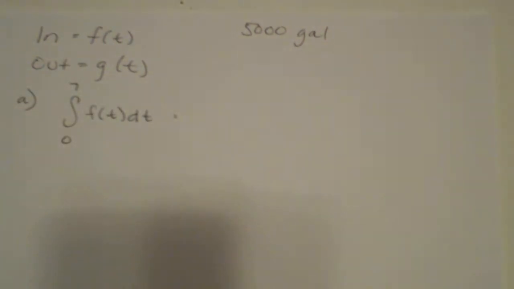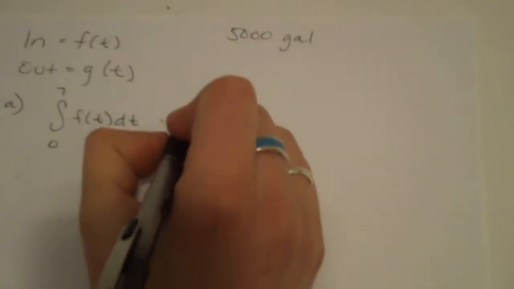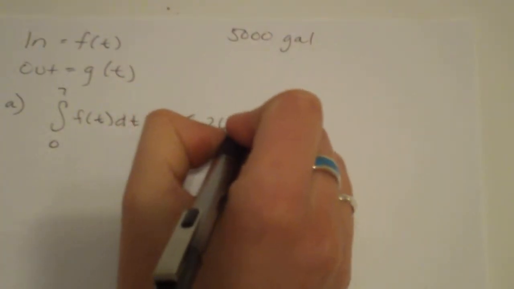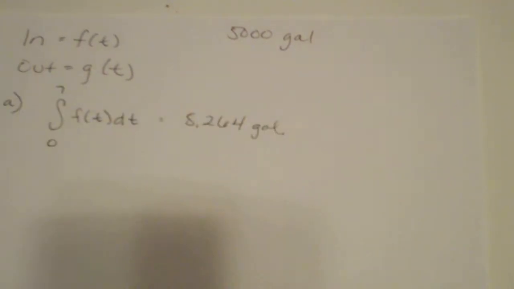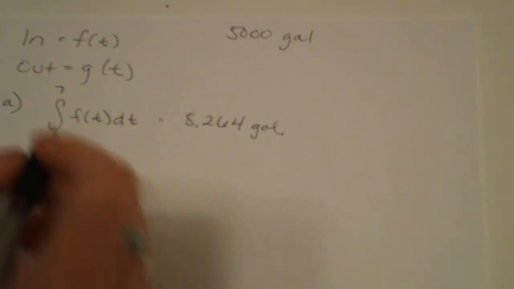I'm going to integrate it on my calculator. And when I do that, I want to make sure I round my answer to the nearest gallon. So I'm going to get 8,264 gallons of water. So that's part A, very straightforward.